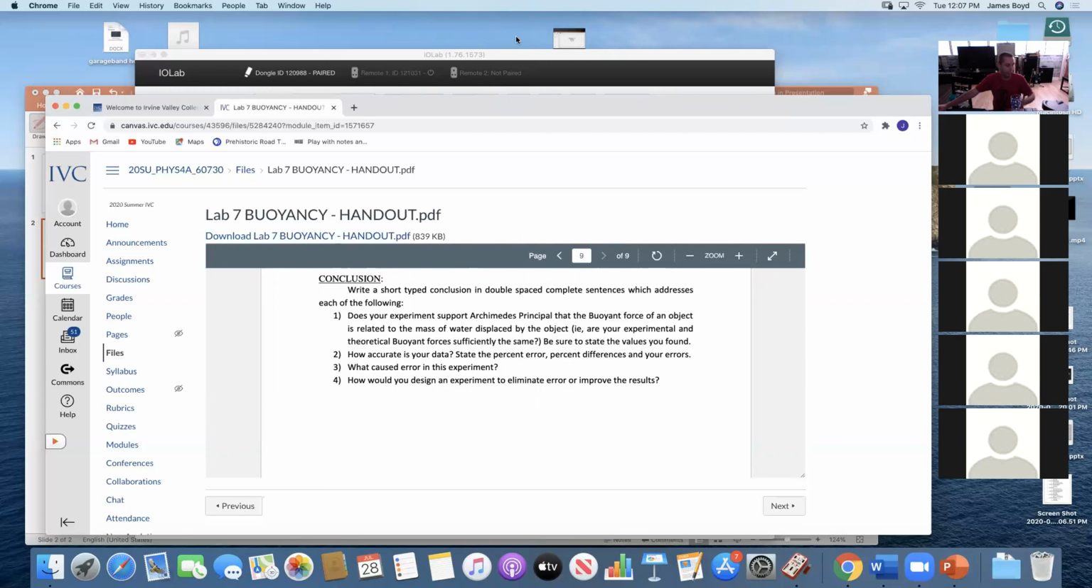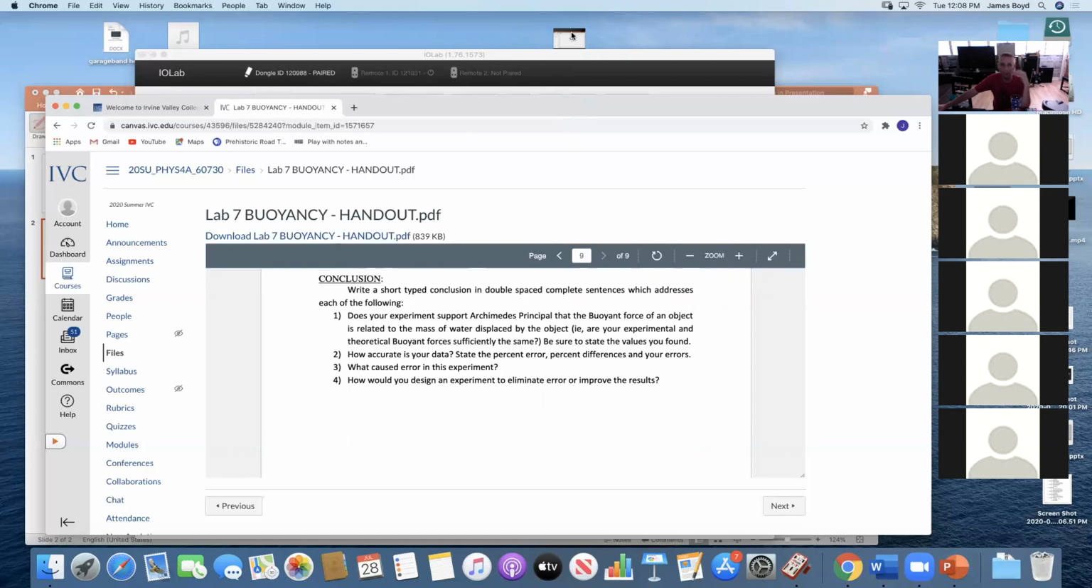There's a lot of things that cause that error, from holding the IOLab not quite correct, to maybe the string being in the water, to air bubbles, to God knows what else. There's a lot of things that could go wrong on this. So just try to think of them. And then finally, how would you improve this? If you have some great ideas of how to improve this, cool. If you don't, really just talk about eliminating error, which would be making it some way that you could actually get the difference of water.